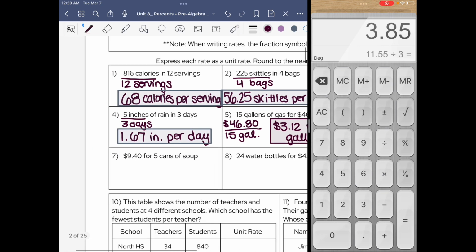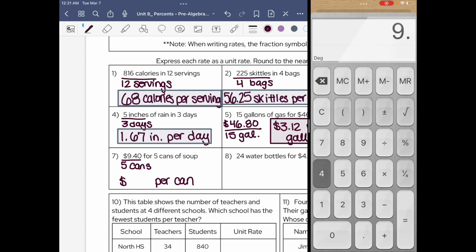Okay, let's keep going. The next one's also in order because the dollars is first. So we're going to divide $9.40 by 5 cans. So this is going to give us the cost per can of soup. Okay. 9.40 divided by 5. $1.88 per can of soup. Which cans of soup usually are fairly inexpensive. So that makes sense.